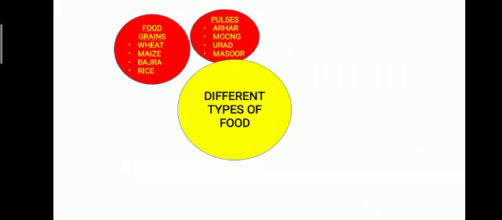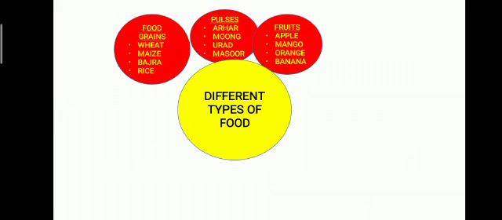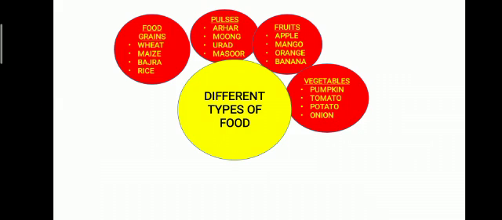We have pulses like arhar, moong, urad and masoor. There are a lot more pulses. You can ask your parents to show actual pulses. Next is fruits. I hope you all have seen different fruits. I have mentioned only 4 names here: apple, mango, orange and banana. Vegetables: pumpkin, tomato, potato, onion. There are a lot more vegetables also.